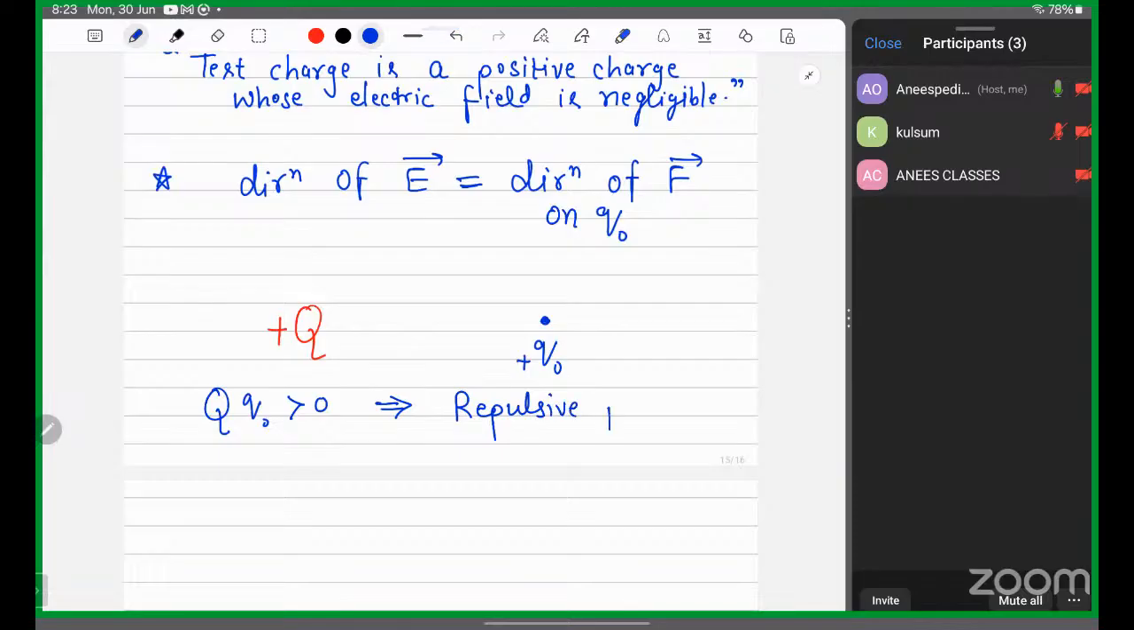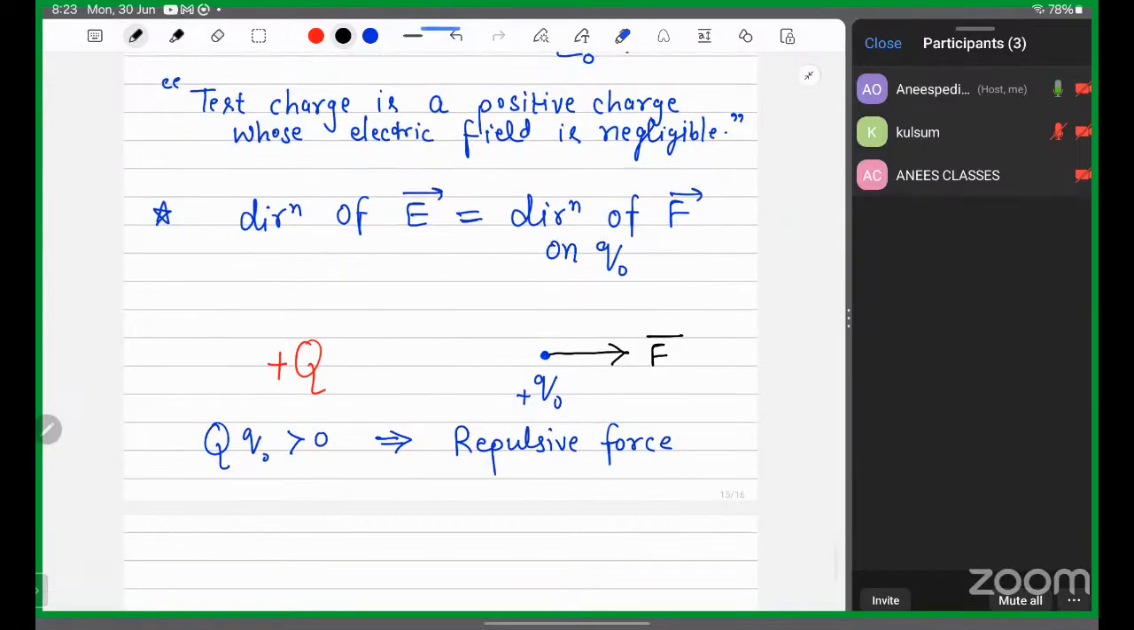So it will be a repulsive force. Now the second point: what will be the direction of force on charge Q naught? Towards charge capital Q or away from charge capital Q? If it's repulsive, the direction of force will be away from the positive charge, like this. So this is the direction of F. And in the above statement, we have written that the direction of electric field is the same as the direction of F, which means the electric field will also be in the same direction. So E is also away from the positive charge.